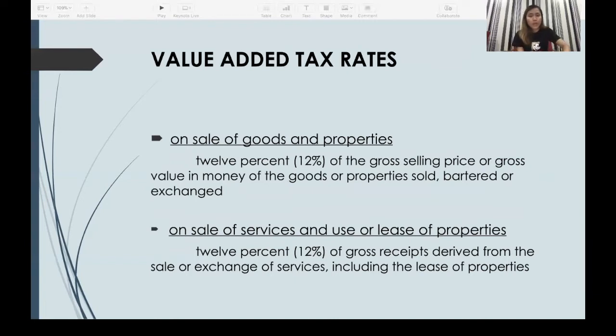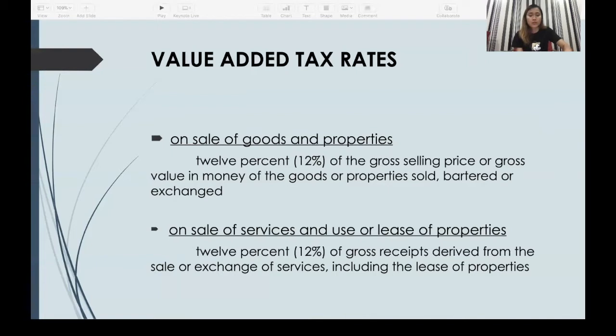Now, value-added tax rates. On sale of goods and properties, it is 12% of the gross selling price or gross value in money of the goods or properties sold, bartered, or exchanged. The term goods or properties shall mean all tangible and intangible objects.